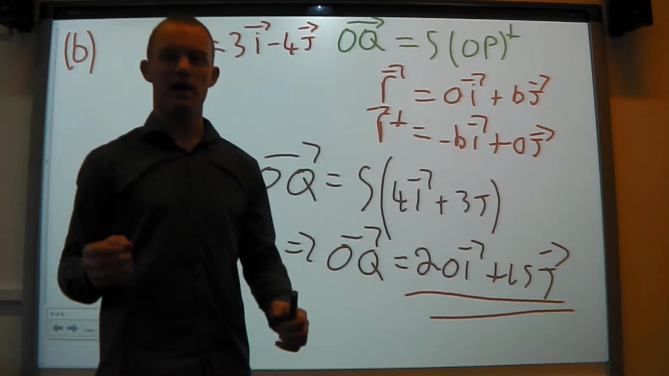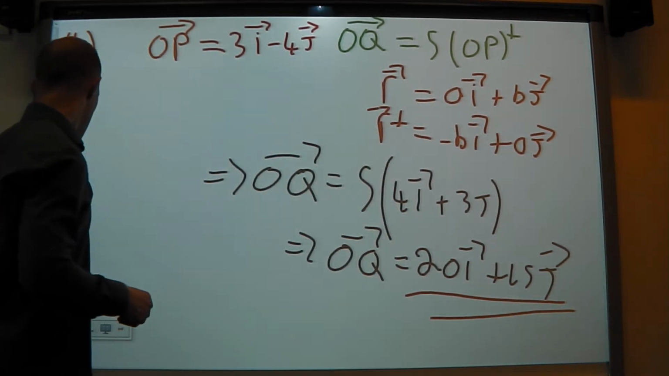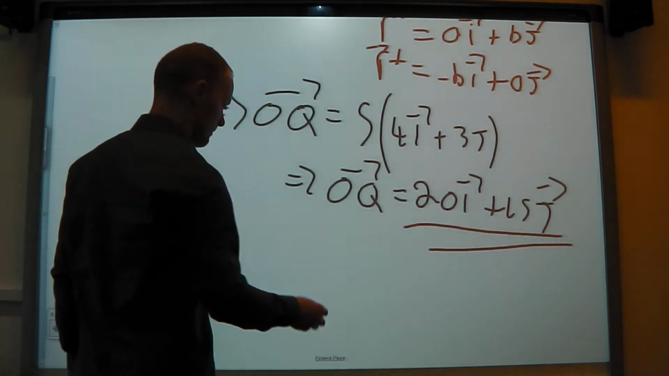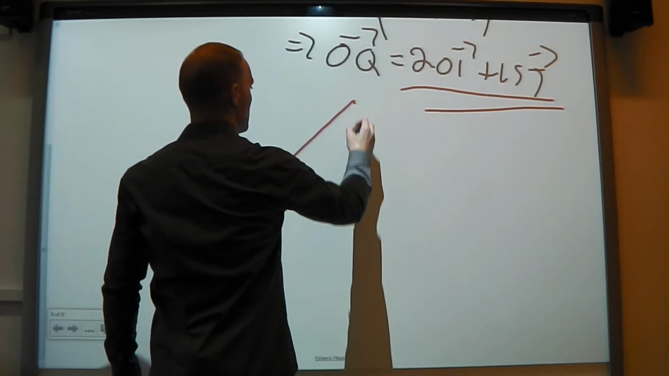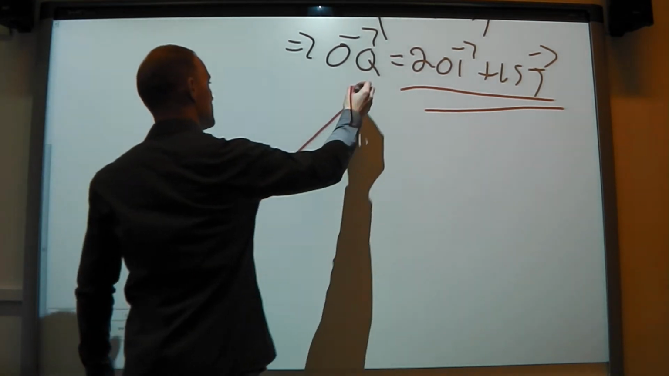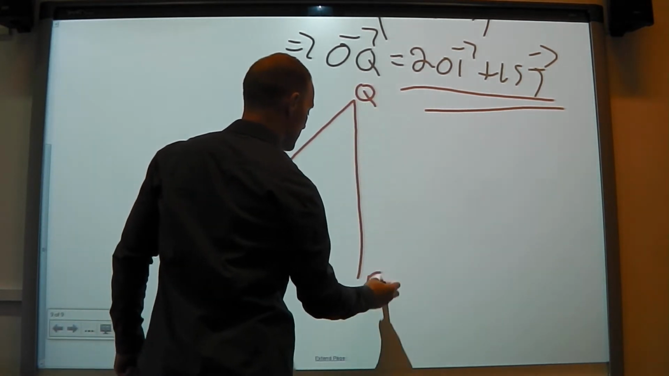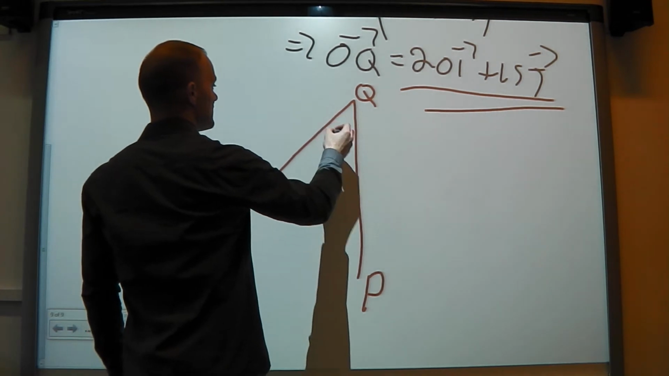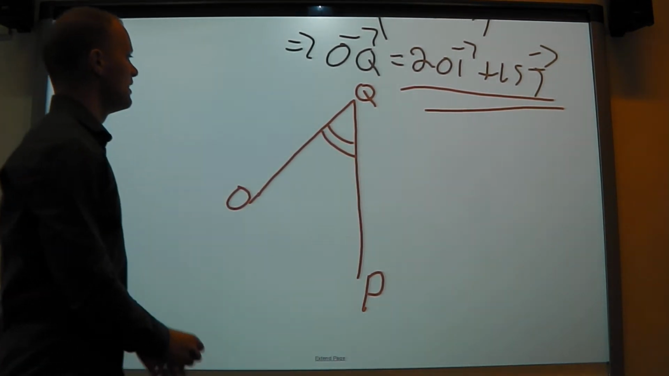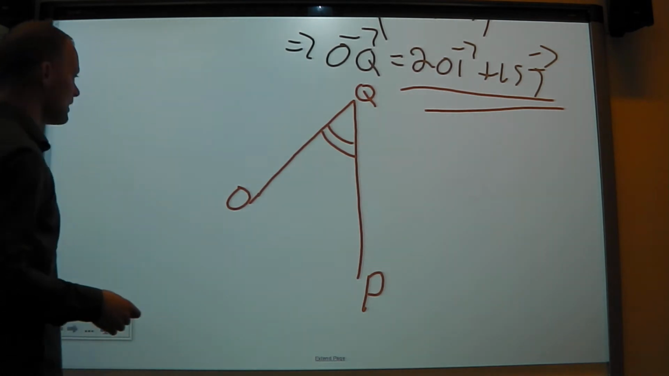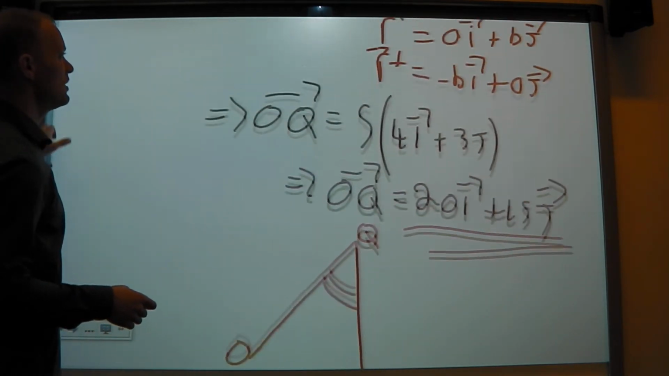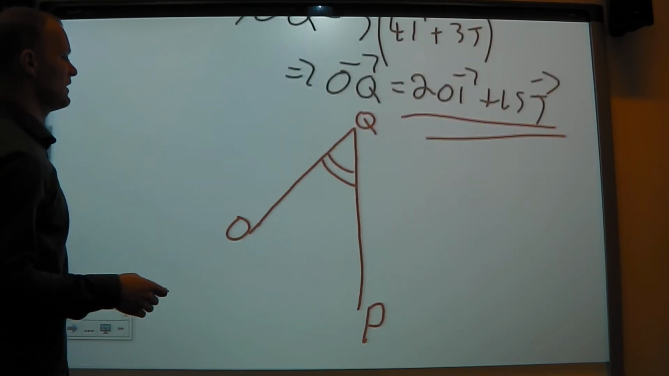The next part here, you have to find the cosine of the angle OQP. So I'll just draw a very badly drawn diagram here. O is here, Q is here, and P is here, and you want to find this angle here. You want to find the cos of the angle. So what you want to do is find OQ and QP.